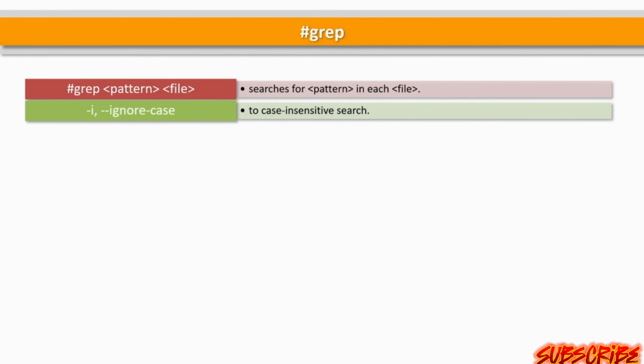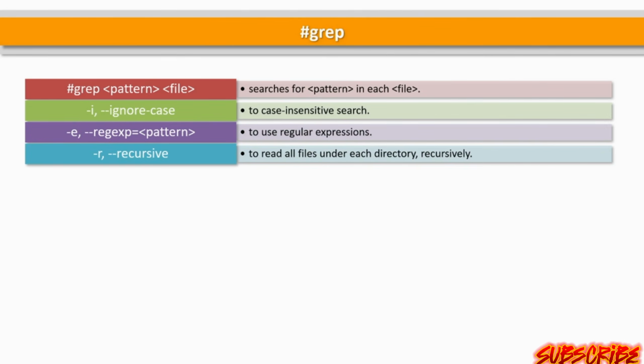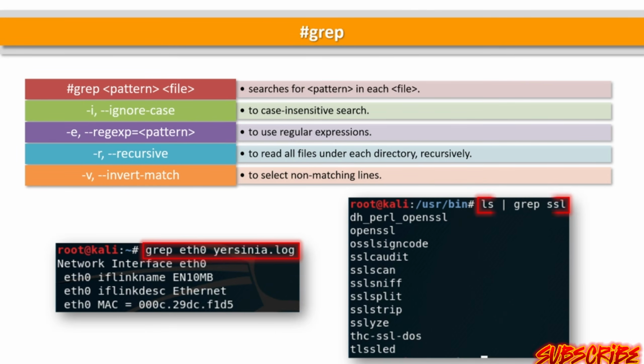The -i parameter is used to perform case-insensitive searches. You can use regular expressions with the -E parameter. The -r parameter can be used to read all files under each directory recursively. And then finally, the -v parameter. We use that when we want to select non-matching lines.